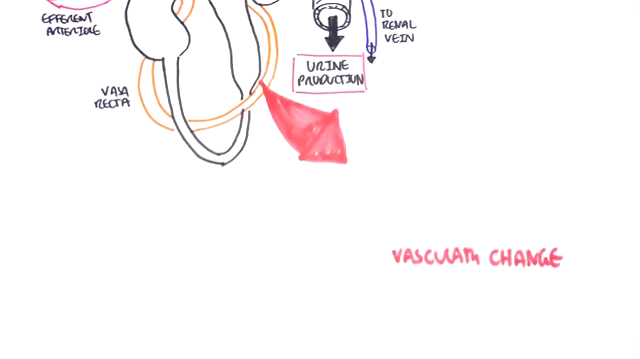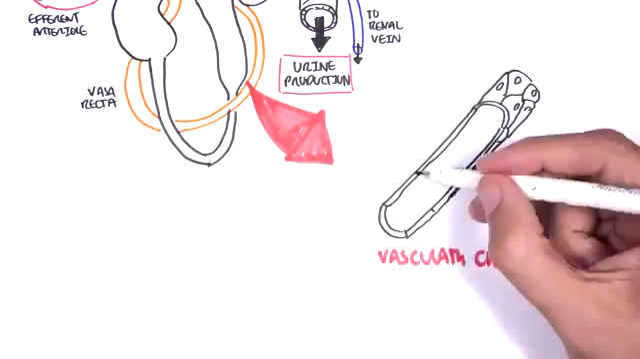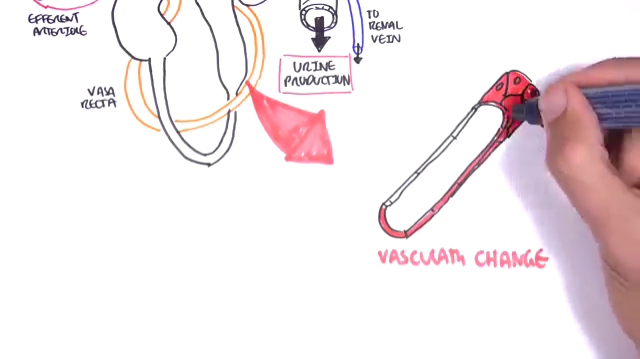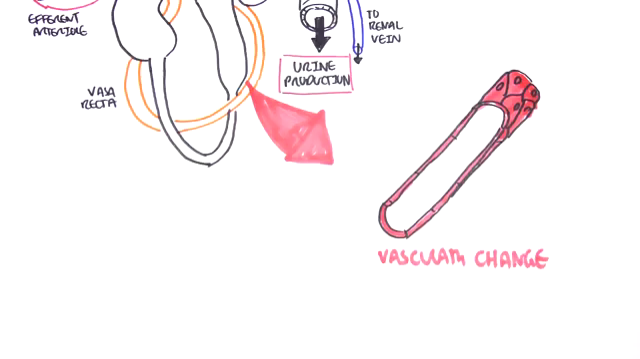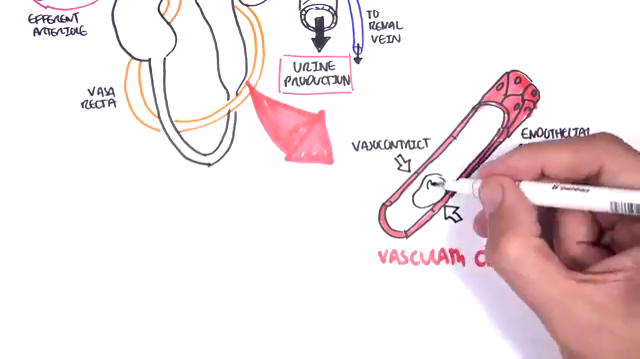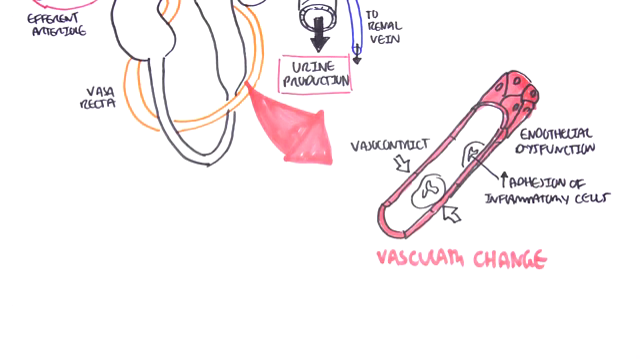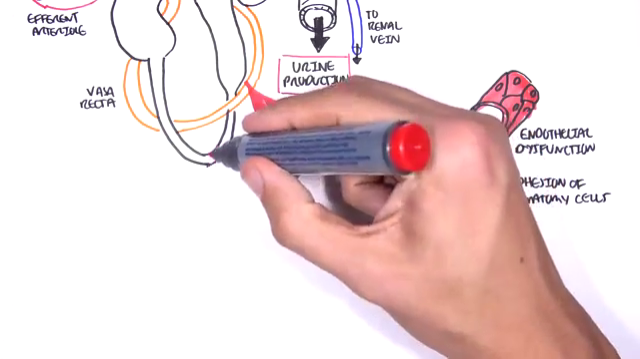The first is vascular change, where we see endothelial dysfunction, where we see vasoconstriction, particularly in the afferent arteriole, the arteriole coming into the nephron, as well as an increase in adhesion of inflammatory cells, such as neutrophils. And this will aggravate the problem. It will cause inflammation.